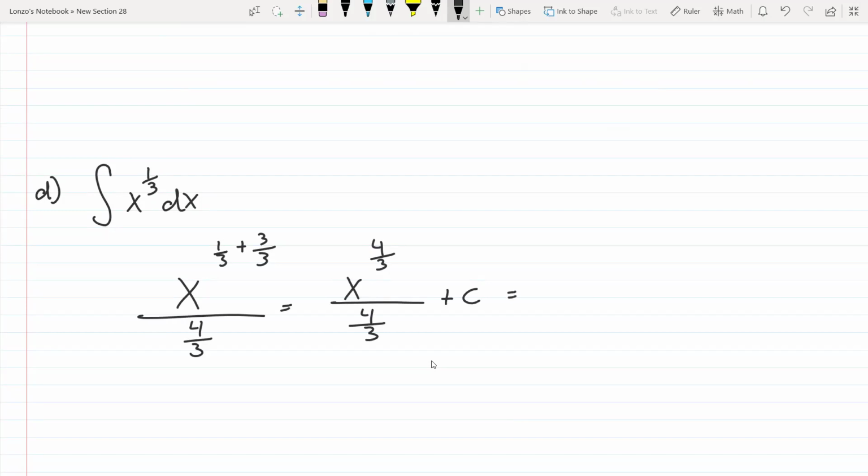We can simplify it because we are dealing with a complex fraction. So we can rewrite this as x to the 4/3, and then divided by 4/3. Cross multiply, so this would be 3x to the 4/3 over 4, plus c.